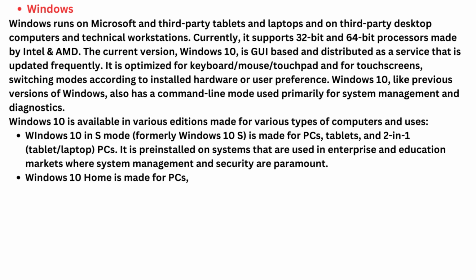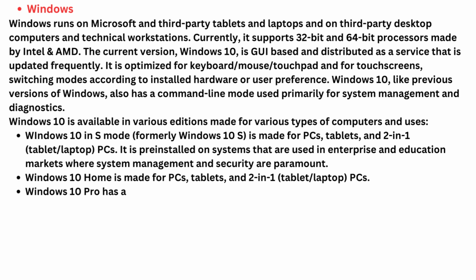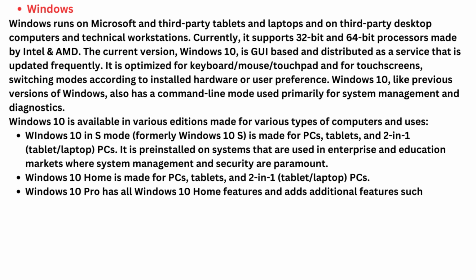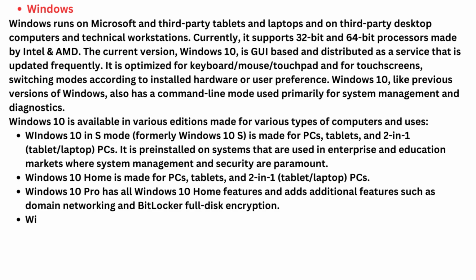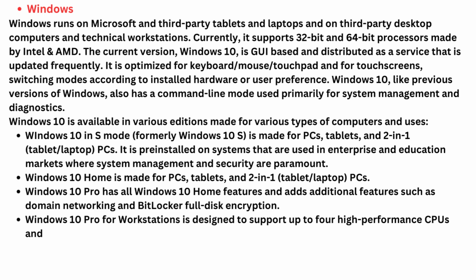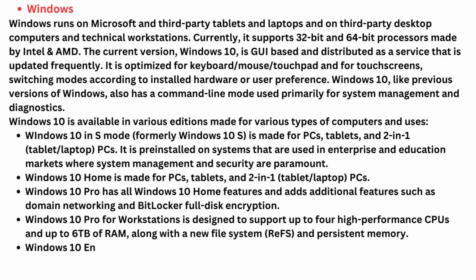Windows 10 Home is made for PCs, tablets, and 2-in-1 (tablet laptop) PCs. Windows 10 Pro has all Windows 10 Home features and adds additional features such as domain networking and BitLocker full disk encryption. Windows 10 Pro for Workstations is designed to support up to 4 high-performance CPUs and up to 6 TB of RAM, along with a new file system, ReFS, and persistent memory.